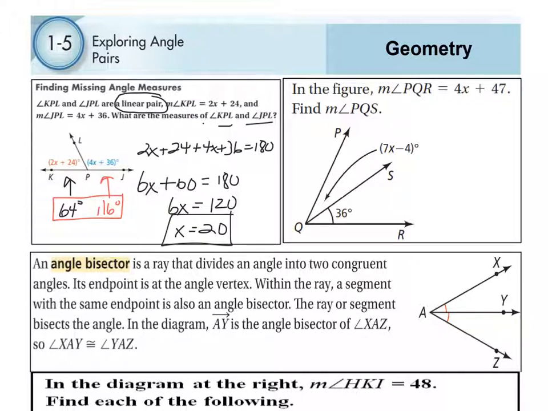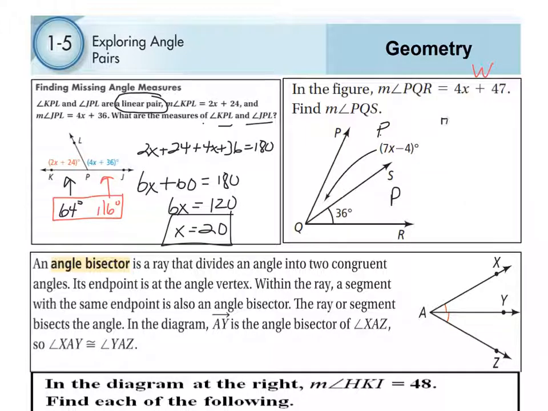If you look over here to the right, in this figure, angle PQR is 4x plus 47. It wants you to find the measure of angle PQS. In here, PQS is 7x minus 4, and SQR is 36. This guy right here is the whole. So in this case, they're asking you to use the angle addition postulate. This is a part, that's a part. Part plus part should equal whole.